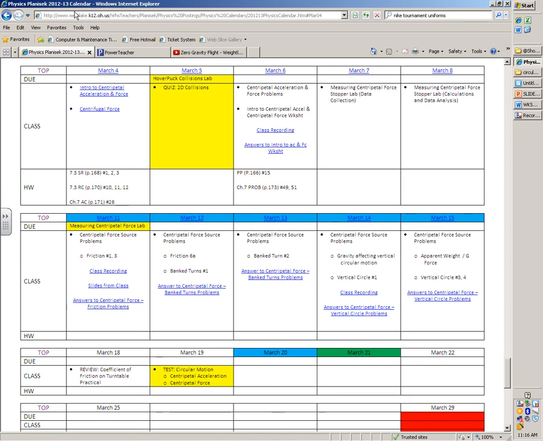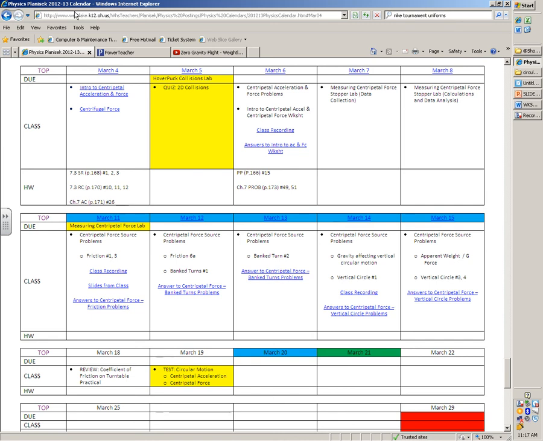Tomorrow is your test over circular motion, centripetal force, and all things related. This goes back approximately 2 weeks. We started it on March 4th, where we introduced the idea of centripetal force and circular motion, and what's going on with circular motion, how things go in a circle, and things like that.